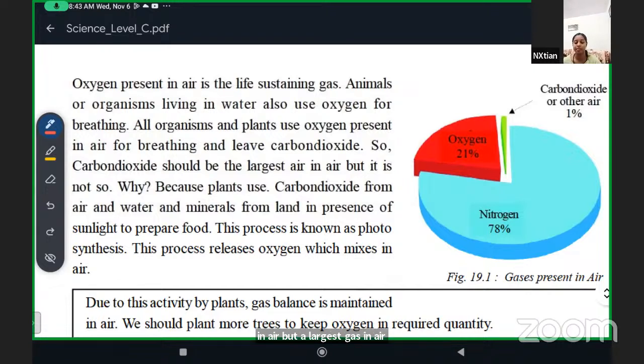Why? Because plants use carbon dioxide from air and water and minerals from land in the presence of sunlight to prepare food. This process is known as photosynthesis. This process releases oxygen, which mixes in the air. We know that plants use carbon dioxide to prepare food and then give out oxygen. This we know, right?